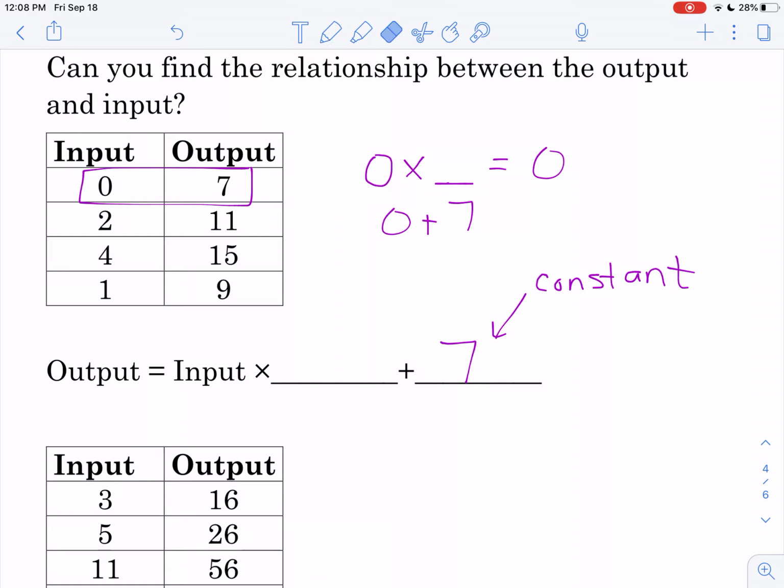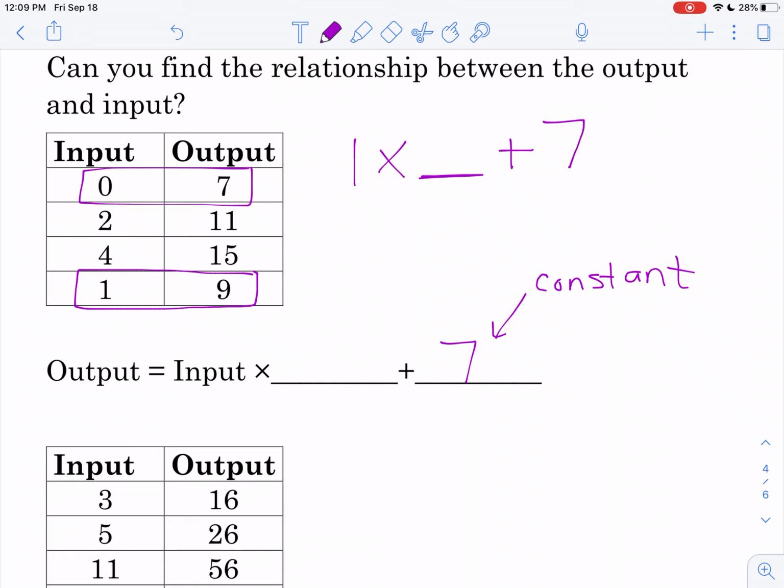What about the multiplier? Well, the multiplier is not going to be found with an input of 0 because any number times 0 is 0. So let's now look at an input of 1 and an output of 9. What number do we have to multiply by 1 and then add 7 to get 9? Well, hopefully you can see it would be a 2. 1 times 2 would be 2. 2 plus 7 would be 9. So let's try 2 for the multiplier. So there's the two parts to my rule.